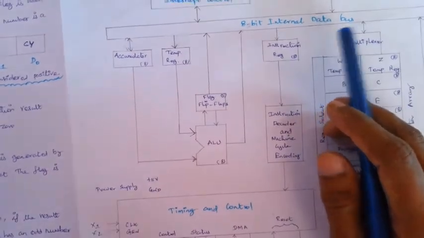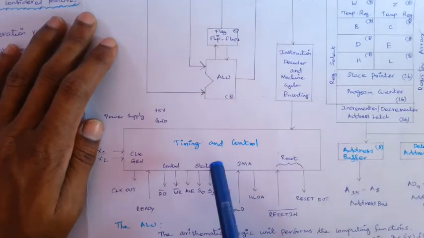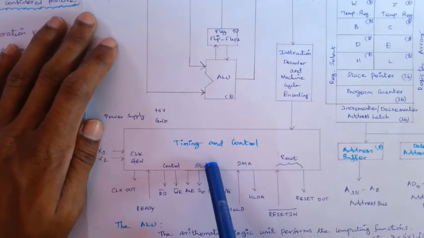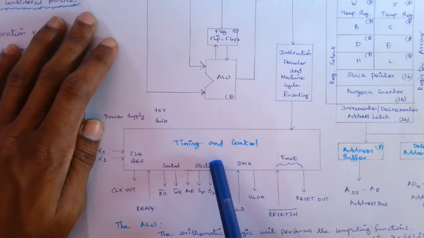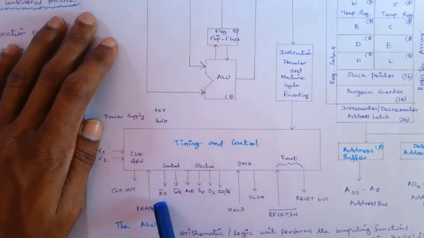Now move on to the timing and control unit. This timing and control unit synchronizes all the microprocessor operations with the clock and generates the control signals for necessary operations between the microprocessor and peripheral devices. The read and write signals are synchronous pulses indicating the availability of the data on the data bus.